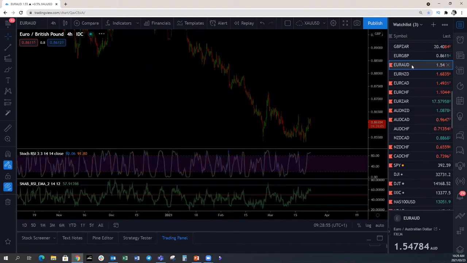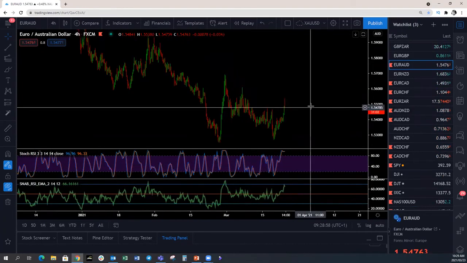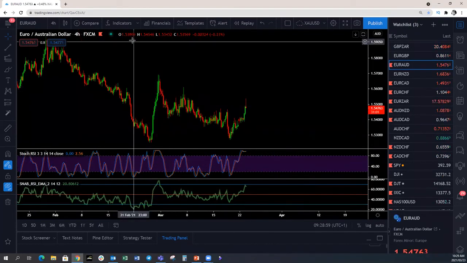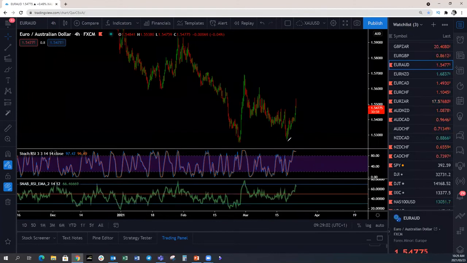Euro Audi. Euro Audi, 1, 2, 3, 4, and a 5. I'm expecting this one to go up impulsively. The pullback looks like it's only a wave 4.